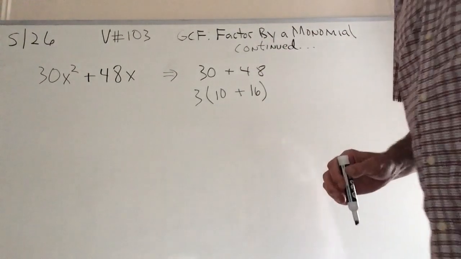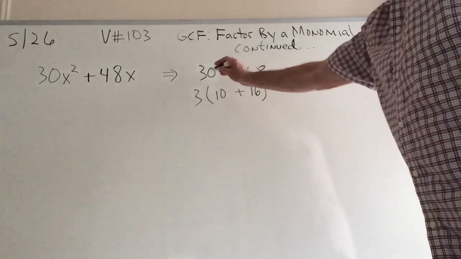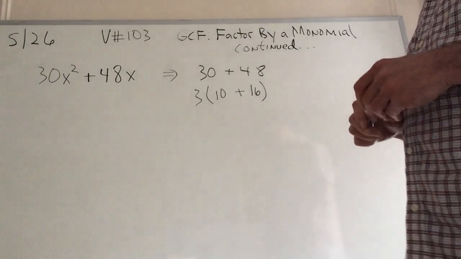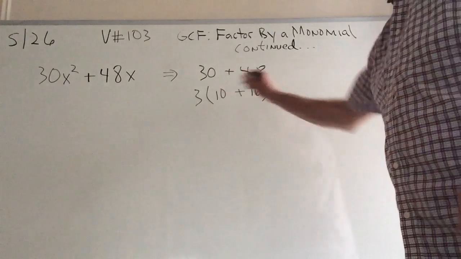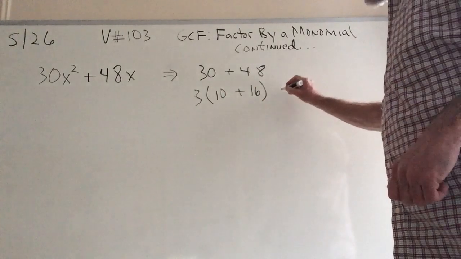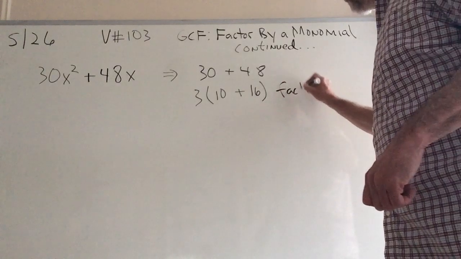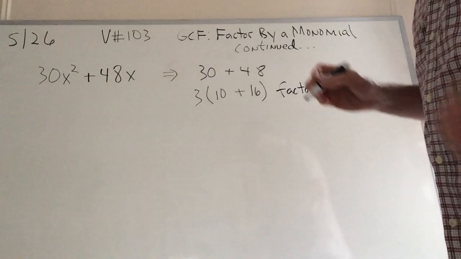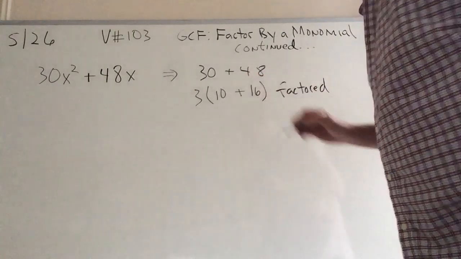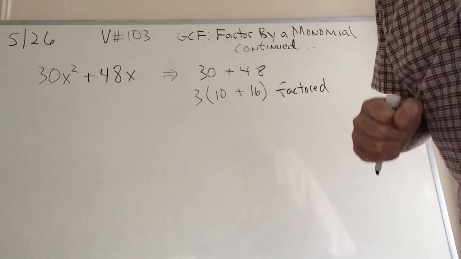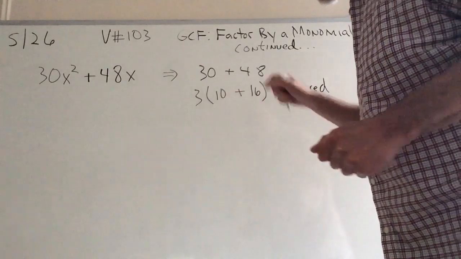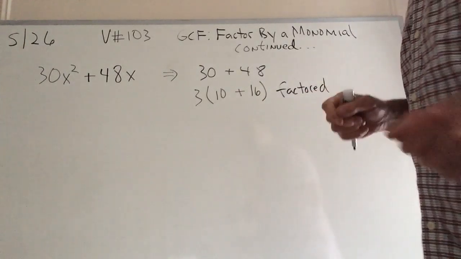That's the elementary school students. So over here, I have 30 plus 48, and I rewrote it in a different way. So in math, we say I factored out the 3. So it's factored. But what did I say before? It's not completely factored. Reason, 10 and 16 share another number. And so that's very important to see, because once we get that out, then we have it completely factored.